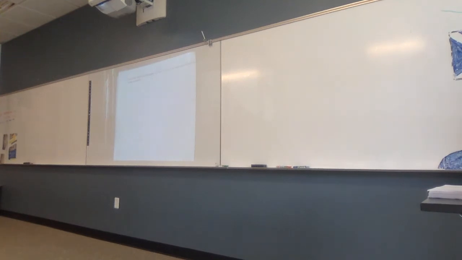Have no fear. This looks a little daunting. It is. So maybe I want to isolate that and move everything else to the other side. Square root of 1 plus 4 times the square root of x equals 1 plus the square root of x. That looks a little bit more manageable.